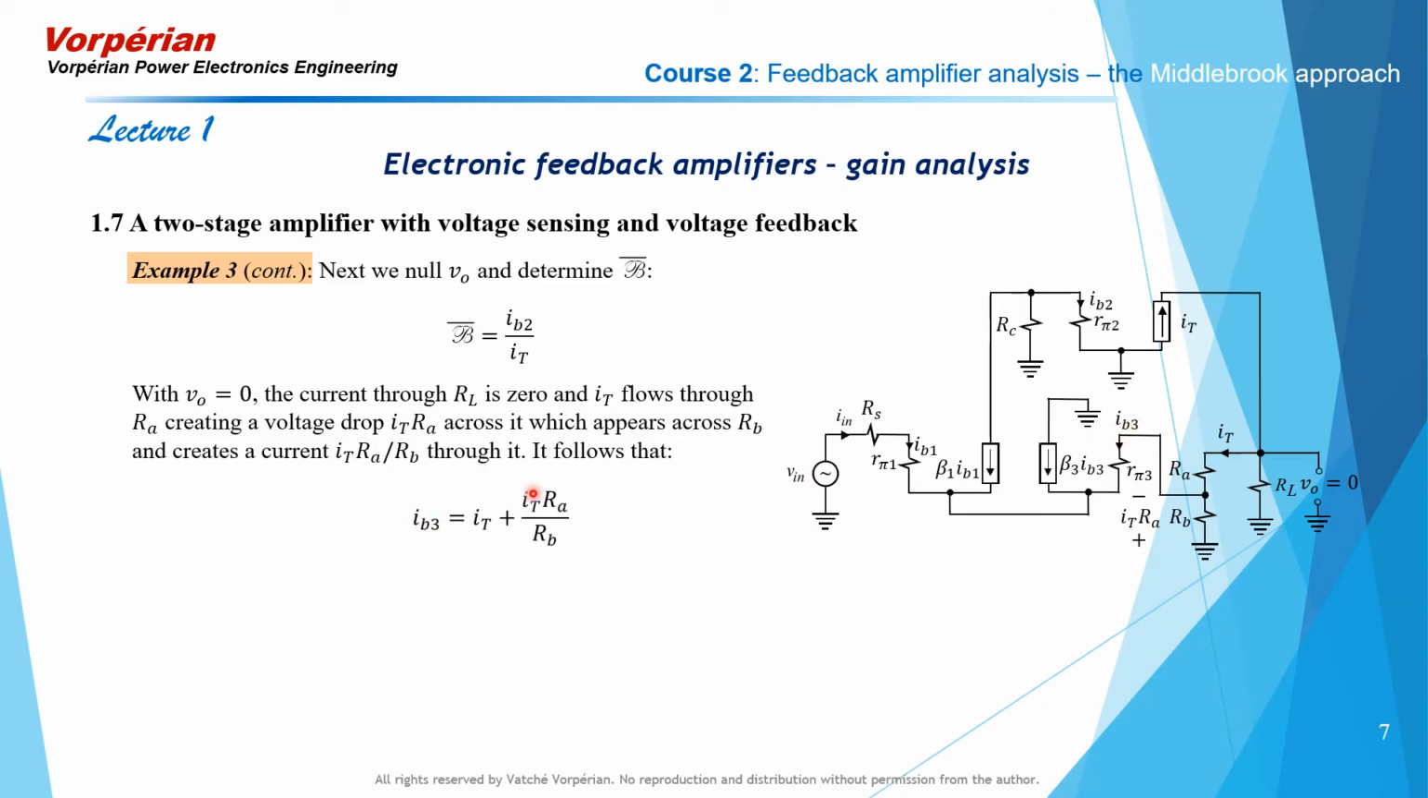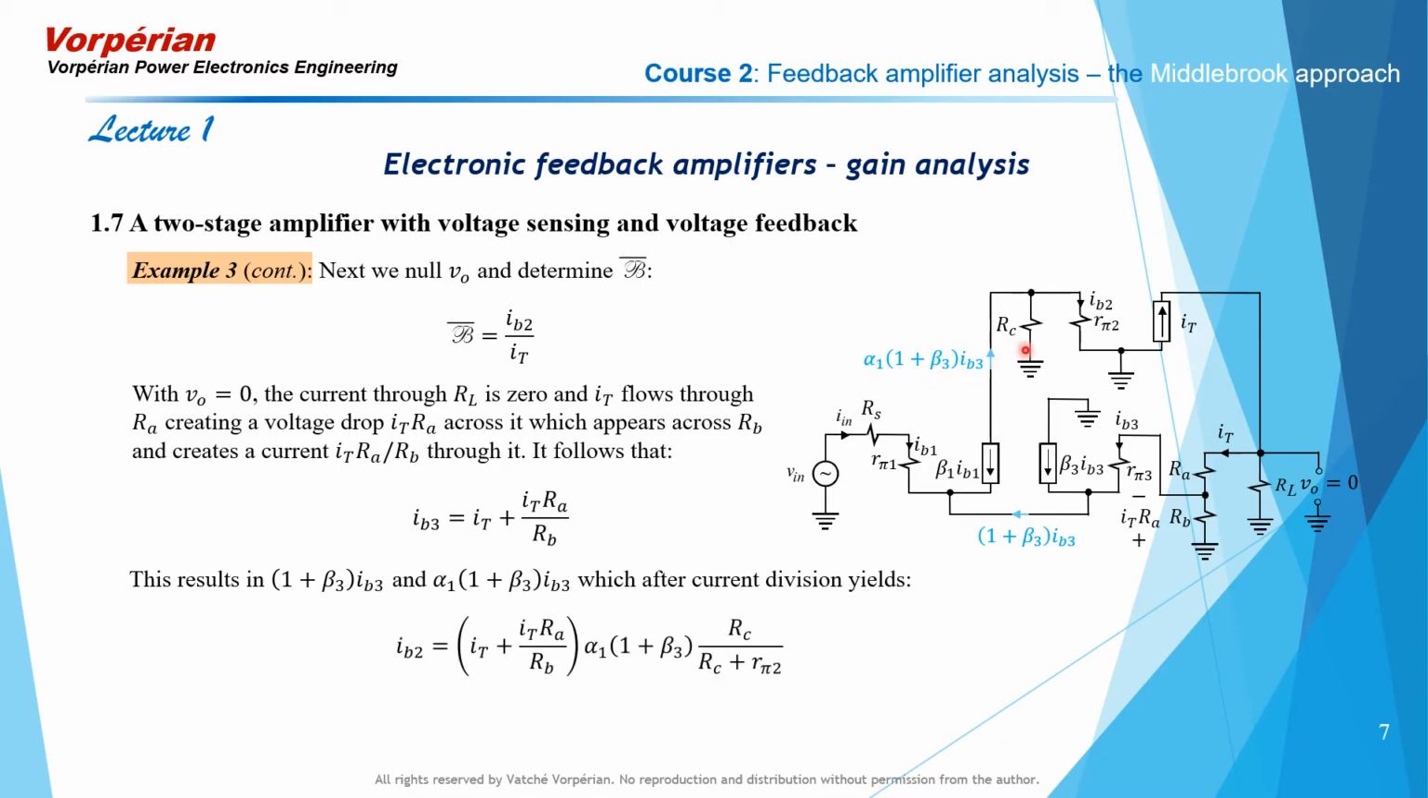And let's write that down. IB3 is IT plus IT RA divided by RB. Once I know the current in the base of Q3, I know its emitter current, and I also know the current in the collector of Q1. The current in the emitter of Q3 is 1 plus beta 3 IB3, and the current in the collector of Q1 is alpha 1 times 1 plus beta 3 IB3. And that current gets current divided between RC and R pi 2, and here it is.